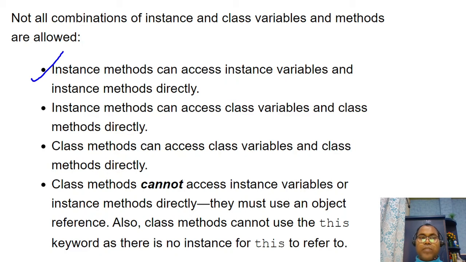An instance method can easily access your static variable and non-static variable. Similarly, an instance method can also access class variables, static and non-static. Your class method can access all the static variables, but the only problem with a class method is that it cannot access any instance variable, any instance method, and even cannot use the this keyword.